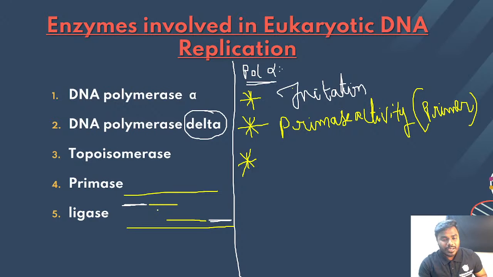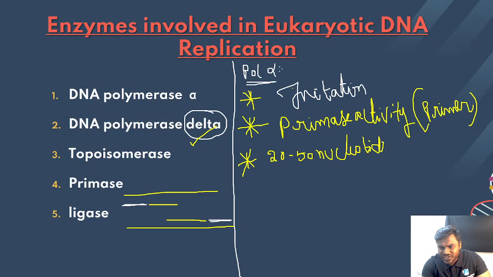Now you can ask me, sir, then why are you saying polymerase delta is most important? The reason, friends, is that polymerase alpha cannot synthesize the daughter strand continuously. Then what will it do? Friends, polymerase alpha can add only 20 to 50 nucleotides. That's all. Then immediately what is happening? Immediately, friends, the polymerase alpha is replaced by the delta.